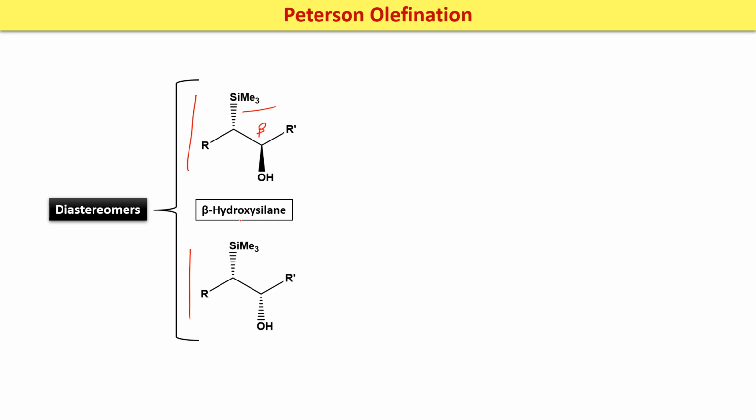Now here we are focusing on the groups SiMe3, or there may be any other R group instead of methyl, but the focus is on this SiR3 group and OH. And on these two sides there may be any group. I have presented these two groups here as R and R prime, but they may be the same or different. But the important point is we have taken two different diastereomers, right?